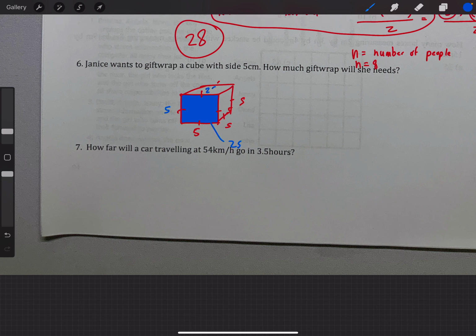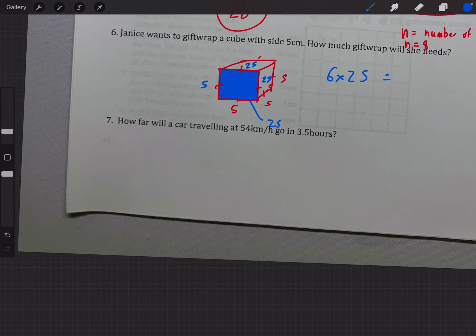What's the area of the top face? 25. Area of side face? 25. They're all the same, right? How many faces does a cube have? A cube has 6 faces, so 6 times 25. And you get the area of all the surfaces, which is 6 times 25. You worked it out.